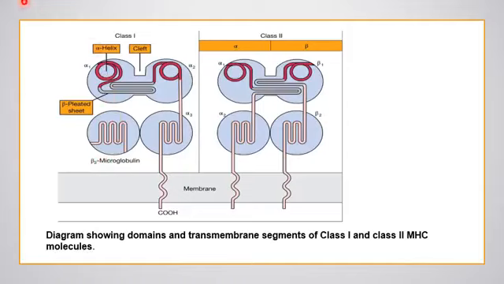Okay, so that's the diagrams showing the domains. So you know the domains, you know the transmembrane segments of the MHC class 1 and MHC class 2. So you know the structures of both of them. Then we're gonna talk about what's going on inside each of them.